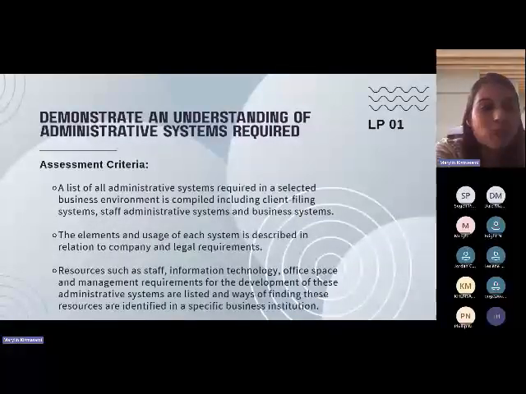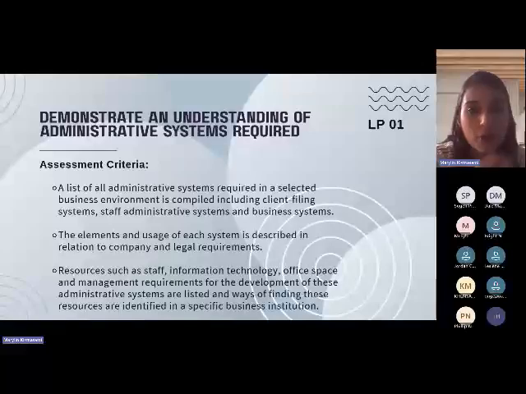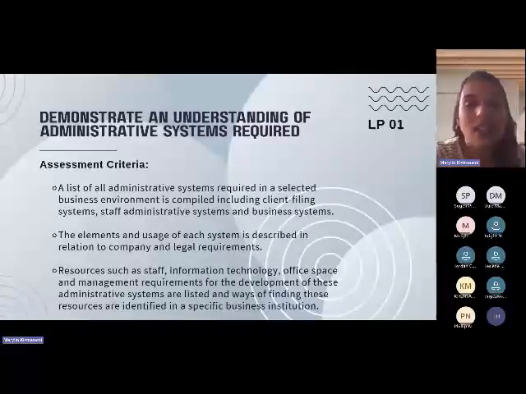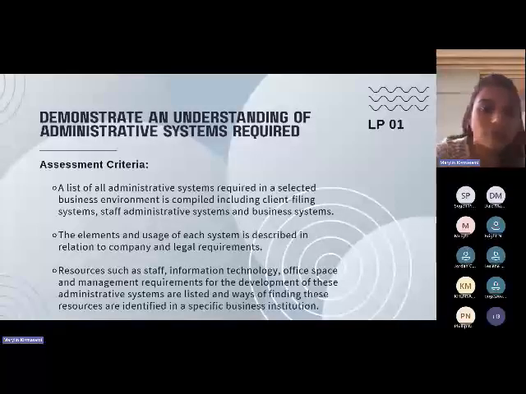When we look at lesson plan 1, the assessment criteria which forms part of this module is that a list of all administrative systems required in a selected business environment is compiled, including client filing systems, staff administrative systems, and business systems. The elements and usage of each system is described in relation to company and legal requirements. Resources such as staff, information technology, office space, and management requirements for the development of these administrative systems are listed, and ways of finding these resources are identified in a specific business institution.